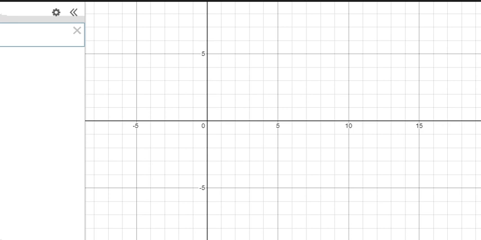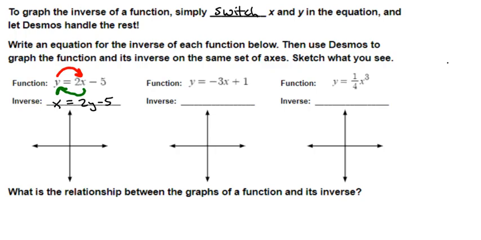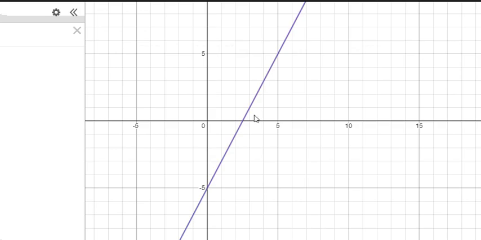The first thing I will type in is y equals 2x, and then what was it, minus 5? Can't remember, got to check. Yep, it was 2x minus 5, all right? And so now let's look at this, and this is what we get, right?